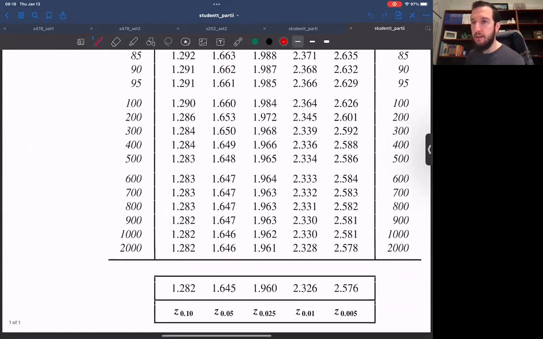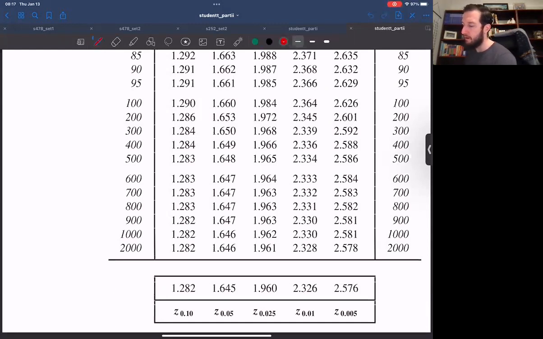And then at the end of the student T table, you actually have a set of 5 Z scores that correspond to the values that we learned how to look up last class. I had mentioned on Tuesday that there's a quicker way to find Z scores when you're building confidence intervals or constructing hypothesis tests using the standard normal distribution. This little table at the end of the student's T table would be the way of doing that.